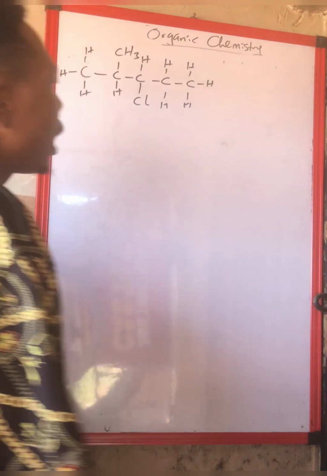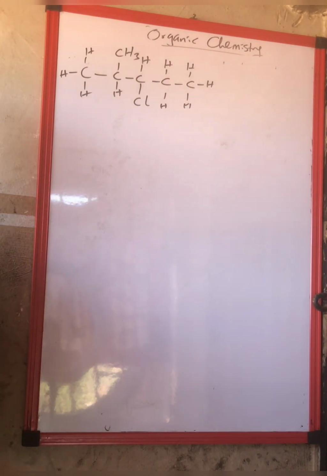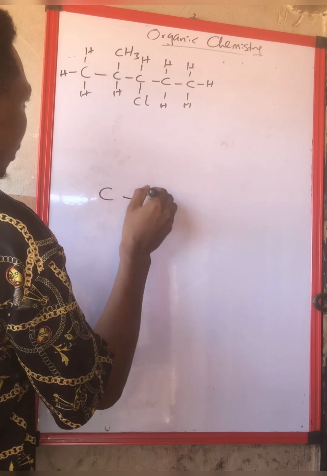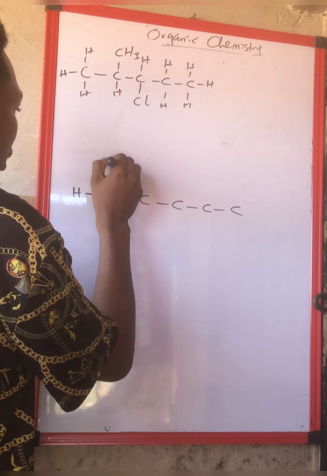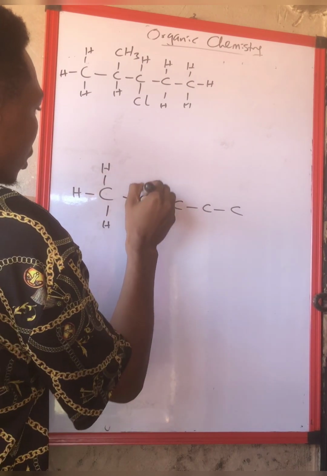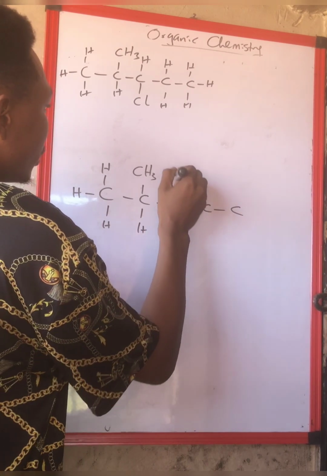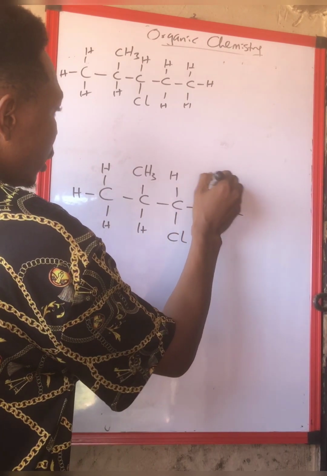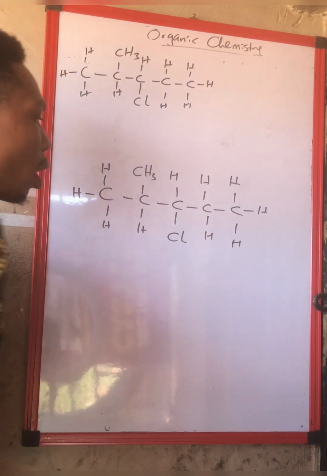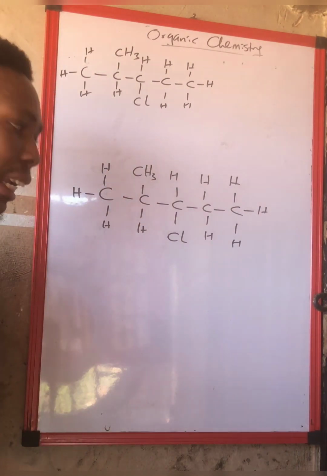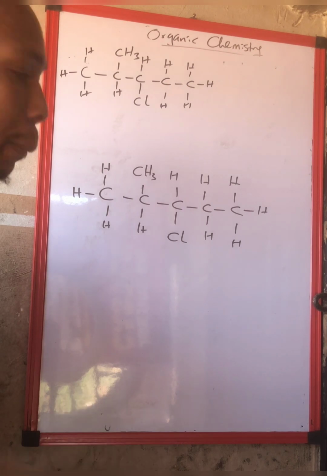All right. Now, considering this compound, so look at this. Let me draw it out so that you see it very well. We have CH3, CH, CHCl, and the hydrogens. All right. Now, if you check, this family, they are all single bond, so it's under the alkane family.